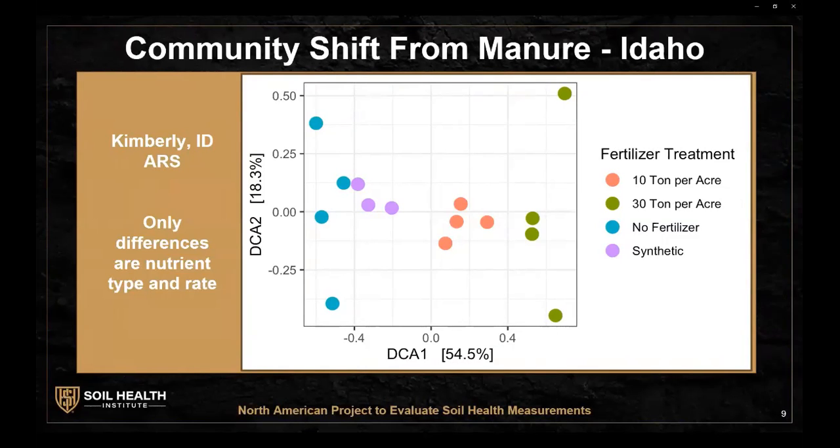And while we didn't see any difference in the total biomass of the microbial community, this analysis clearly shows that there is a difference in the community structure. And so once we get to a small enough scale, we can see that the community structure changes by treatment. That x-axis down there explains 54.5% of the variation. And we see those colors change from no fertilizer to synthetic to 10 tons to 30 tons.